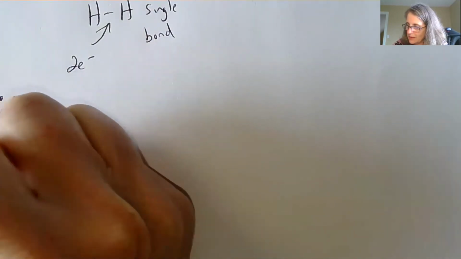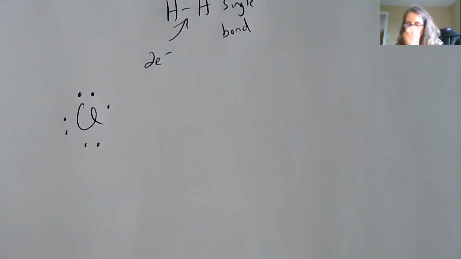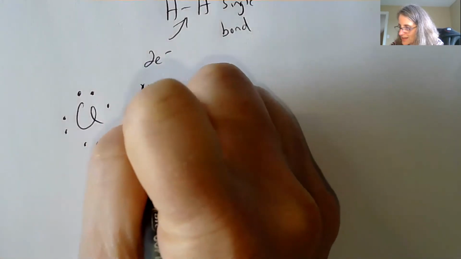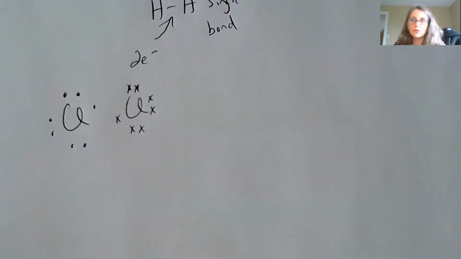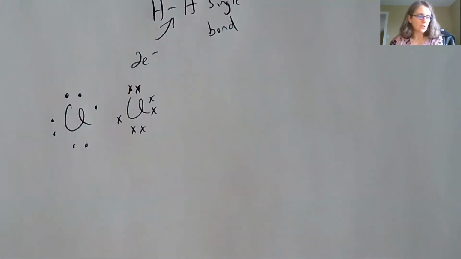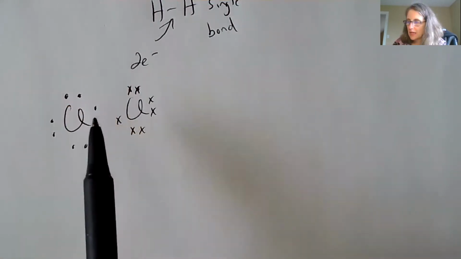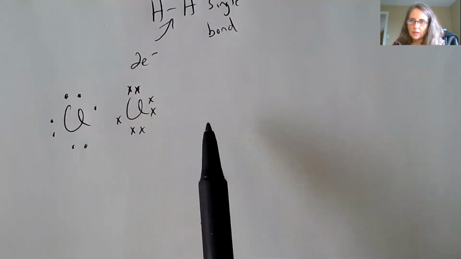So I'm going to draw 7 valence electrons around 1 chlorine. Okay, 7 valence electrons around 1 chlorine. And then I'm going to do a neighboring chlorine. I'm going to put them as X's so we could see them as different electrons. This chlorine on the left needs one more electron. This chlorine needs one more electron, and then it would complete its octet.